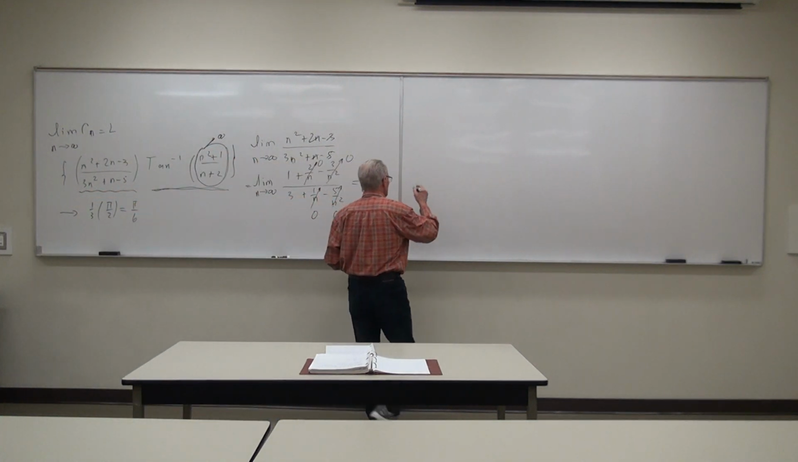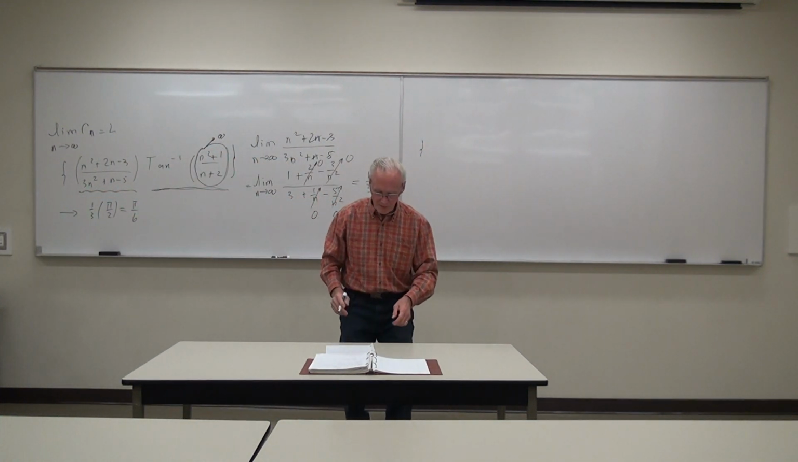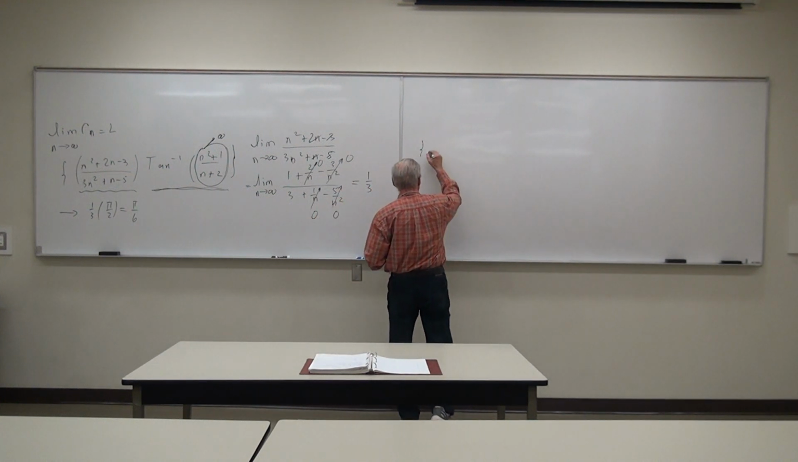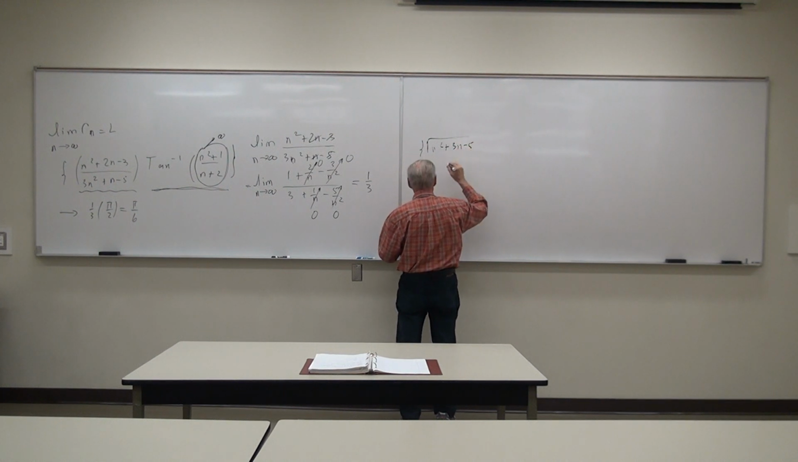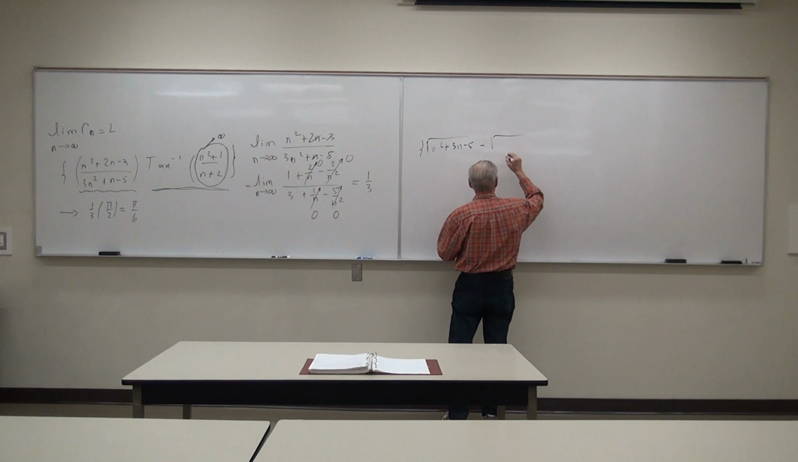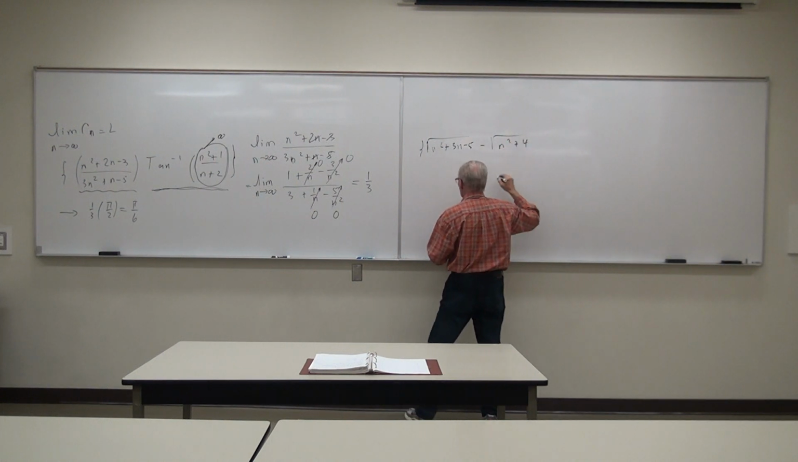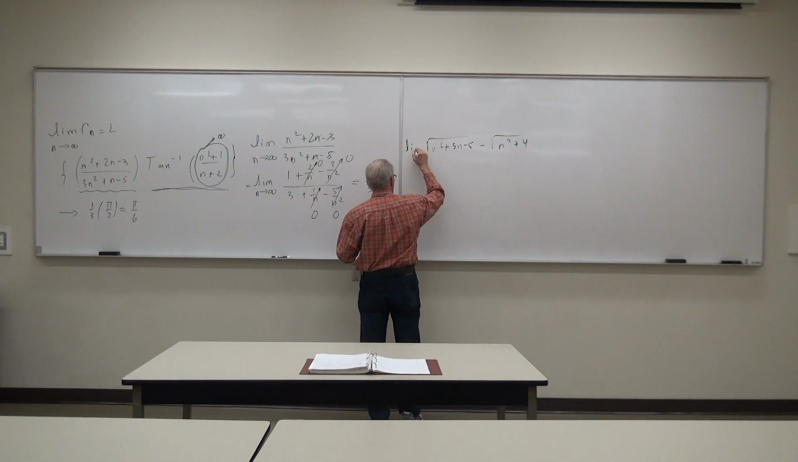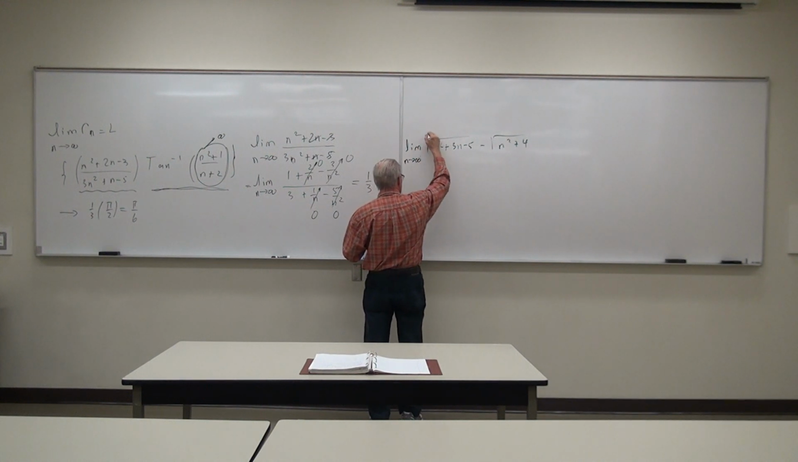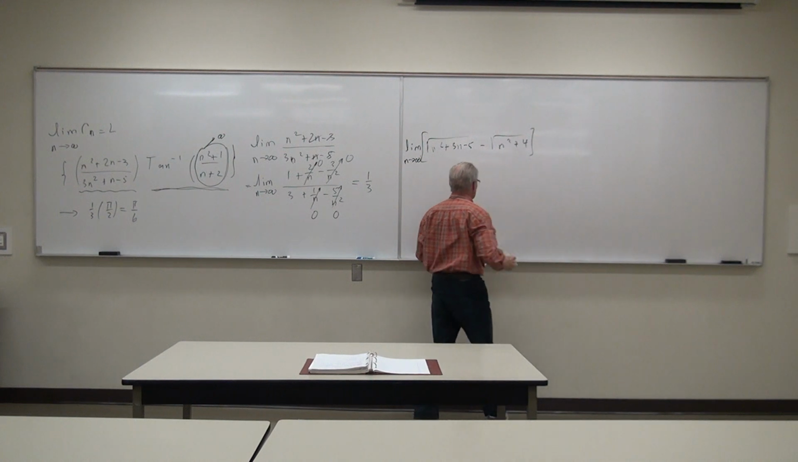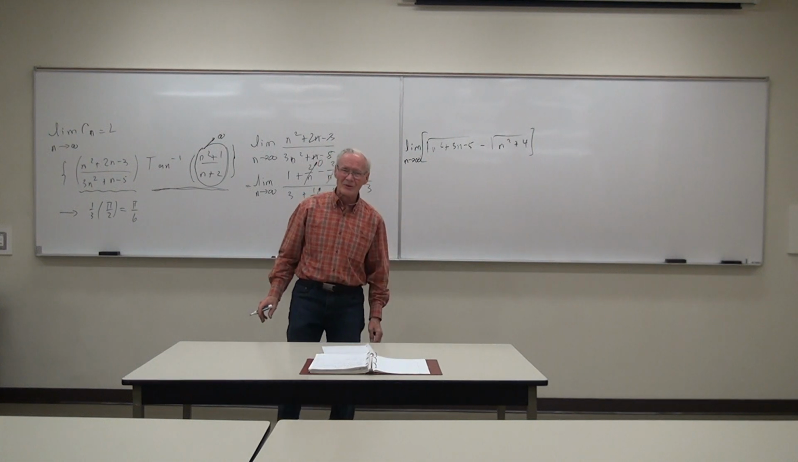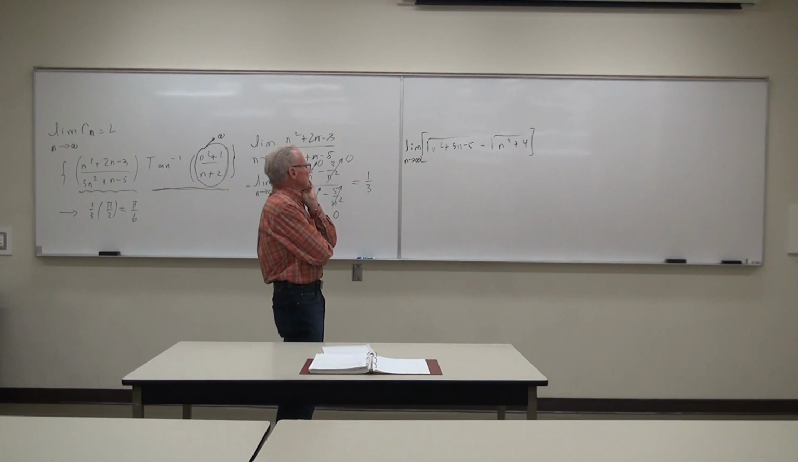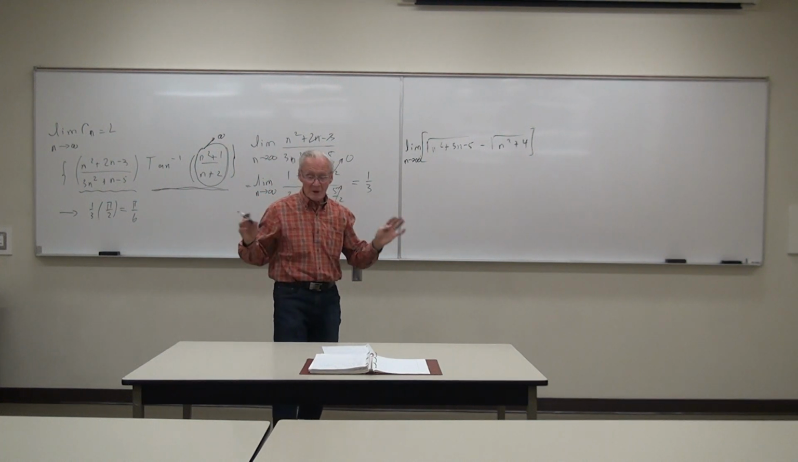For instance, suppose I gave you the following sequence: the square root of n squared plus 3n minus 5 minus the square root of n squared plus 4, and said, you go find me the limit of this sequence if it exists. If the limit exists, we say the sequence converges. If the limit does not exist, we say that the sequence diverges. So question, does this sequence converge? If it does, what does it converge to? If it doesn't, then it diverges.